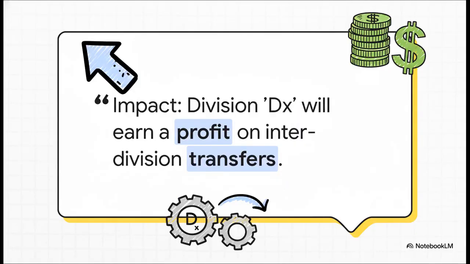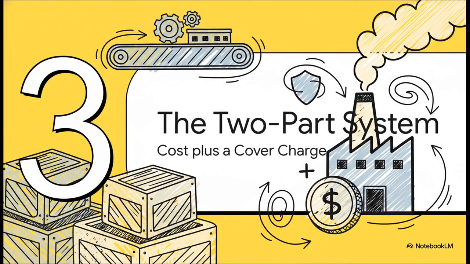And here's the direct impact, plain and simple. By putting this system in place, Division DX will finally earn a profit on its internal sales. And that gives its manager the incentive they need to cooperate fully with the CEO's bigger plan. So, problem one, potentially solved. All right, let's move on to our second solution, the two-part system.